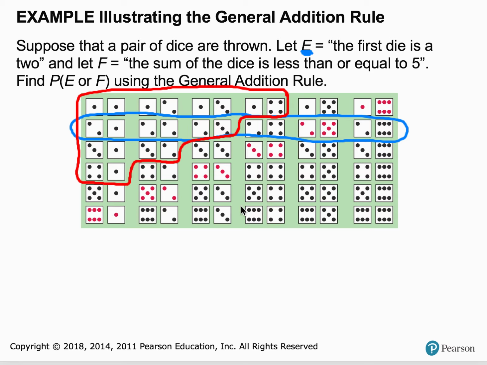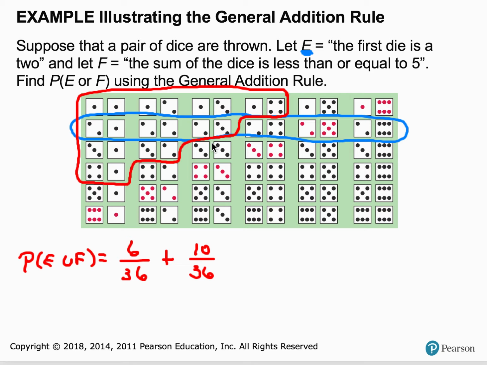All right. So we've got all these options. Okay. So I want to know now the probability of E or F. For E, there's 1, 2, 3, 4, 5, 6 options out of 36 possible rolls that you could get. Plus, for F, less than or equal to 5, there's 1, 2, 3, 4, 5, 6, 7, 8, 9, 10. Plus 10 out of 36.